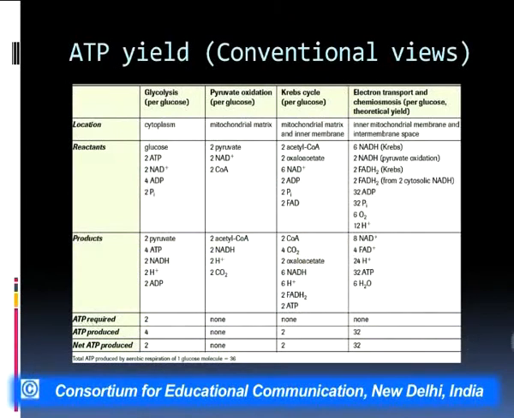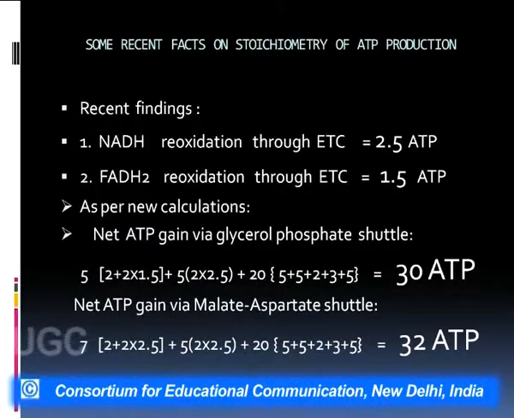Coming back to the final summary, our conventional view we have just described of 36 and 38 ATP molecules. However, very recently the stoichiometry of ATP synthesis has been reinvestigated with more sophisticated equipment. As we know, nothing is static in science. Anything which we find correct may be subject to modification. So, now it has been found that one molecule of NADH would give rise to 2.5 ATP and not 3. And likewise, one molecule of FADH2 would give rise to 1.5 ATP. So, our calculations have all gone haywire.